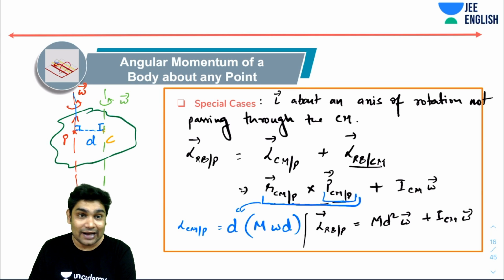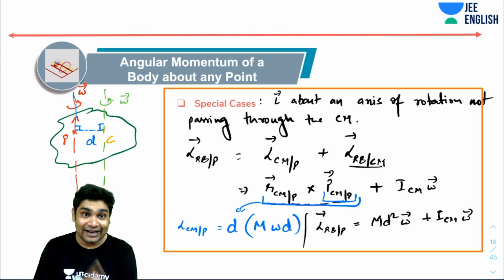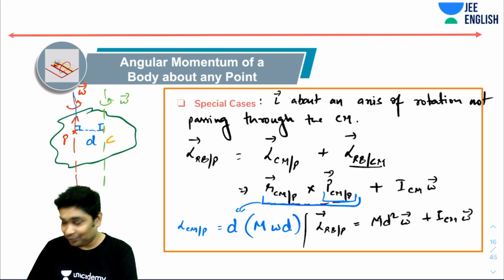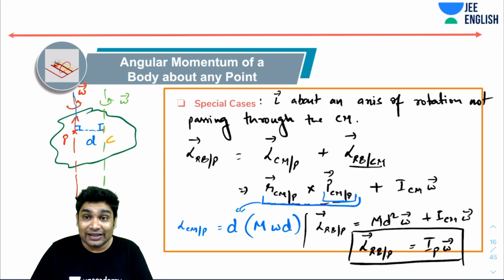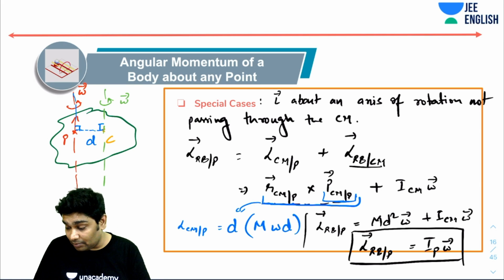Now, remember your parallel axis theorem. What does that tell you? That tells you the angular momentum of a rigid body about an axis passing through P finally becomes I about an axis passing through P times omega. Again, a very, very interesting and important result. Something that you should not only understand but must remember.